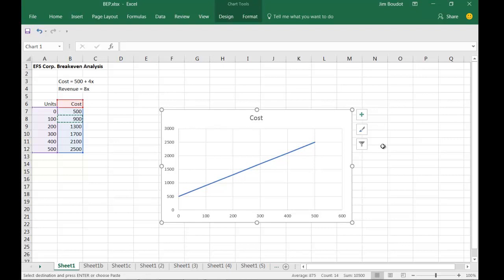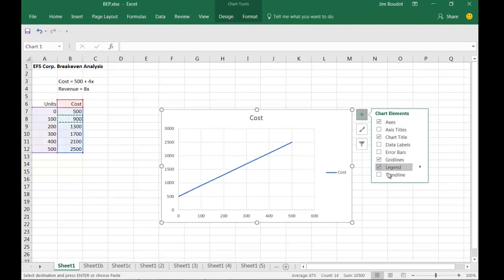It's always good to have a legend on your charts to tell the reader what this line represents. So click on the plus sign. Let's add a legend. So now we have the cost. But graphing just the cost component is only part of what we need. We also need the revenue component. There are two lines on the graph, and we're looking for the intersection point of cost and revenue. That will define our break-even point.